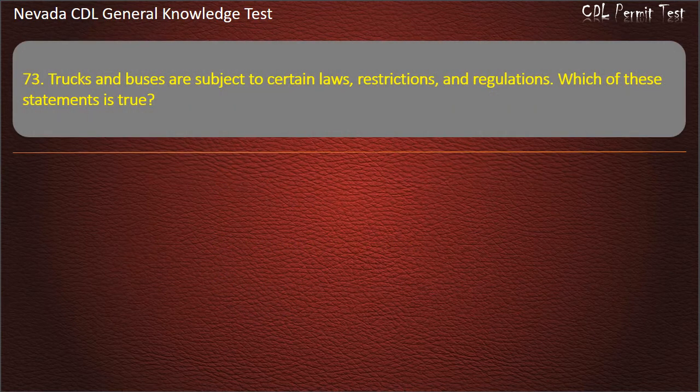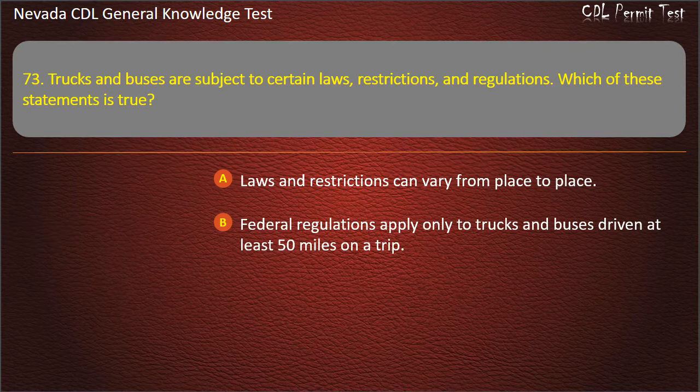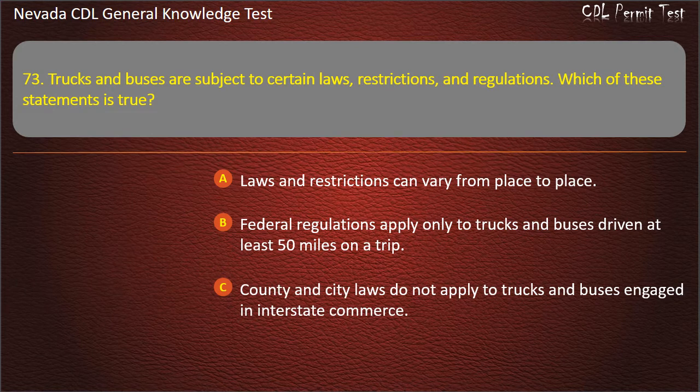Question 73. Trucks and buses are subject to certain laws, restrictions, and regulations. Which of these statements is true? Laws and restrictions can vary from place to place. Federal regulations apply only to trucks and buses driven at least 50 miles on a trip. County and city laws do not apply to trucks and buses engaged in interstate commerce. Answer. Laws and restrictions can vary from place to place.